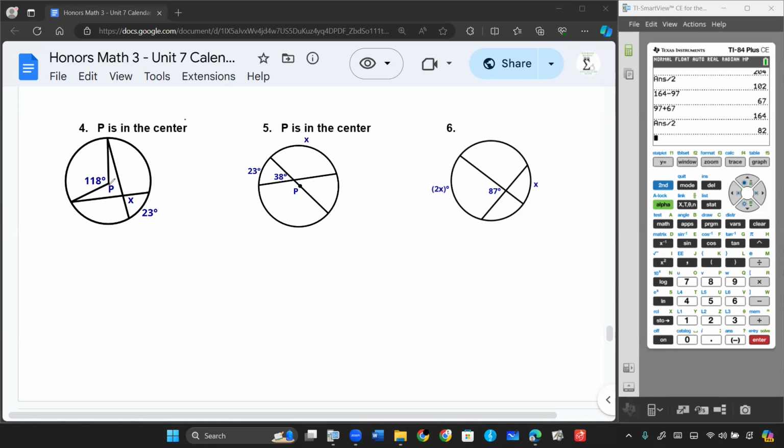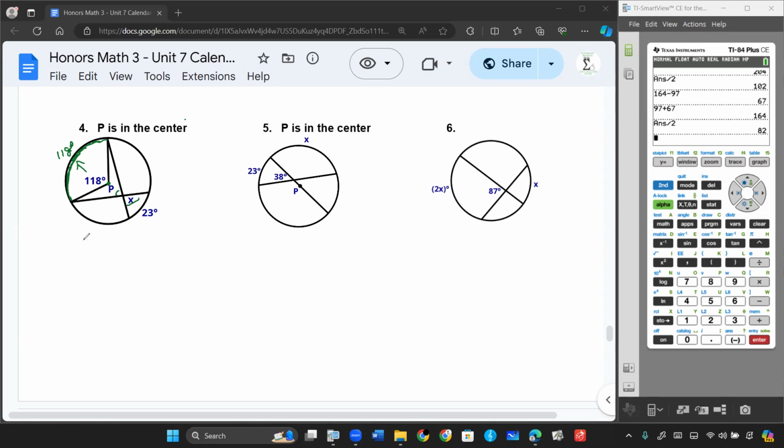In this case here, P is the center of a circle, which means 118 is considered the central angle. So I know that that arc is going to be 118 degrees based off that information. So I'm going to go ahead and put the 118 there. And I want to find angle X. That is the angle inside the circle, not in the center.